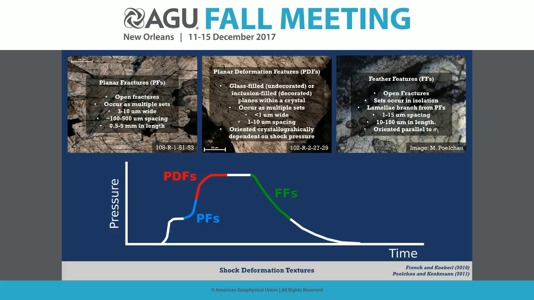Here I'm showing the shock pulse with time progressing from left to right. Planar fractures start forming when the shock wave exceeds the Hugoniot elastic limit of the material. That occurs during this earlier stage, just after the elastic precursor, down here. Then we start going up to where we have plastic deformation, so we form these planar fractures. As we come up towards the plateau of shock pressure, we start forming planar deformation features, which are sensitive to the exact height that the shock pulse reaches. And then feather features form at some time later. This can be seen because feather features will always cross-cut planar deformation features.